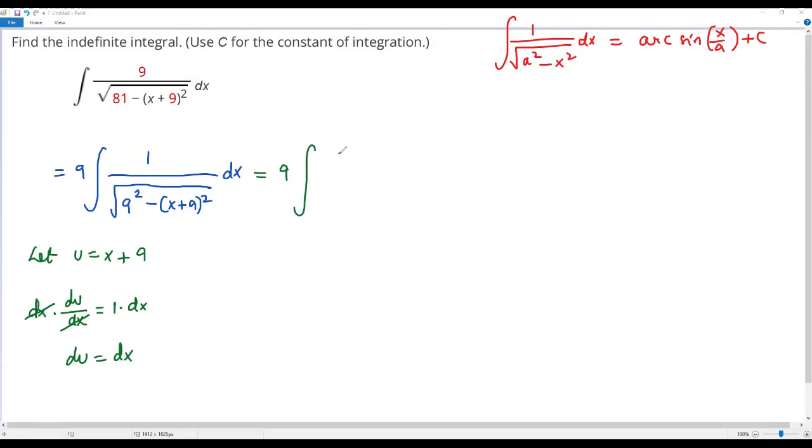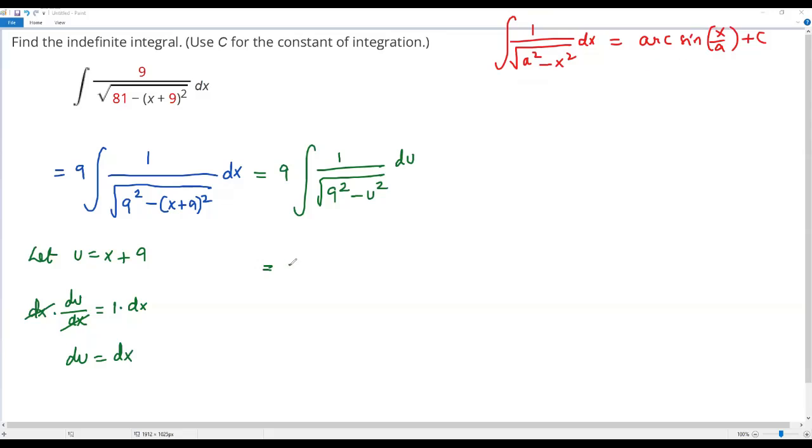9 times integral 1 over square root of 9 square negative, and for this x positive 9, I can substitute u. That's what I have done over here. So then I'm getting u square, and for dx I can substitute du. Now this integrand, that is 1 over square root of 9 square negative u square, is exactly in this form, that is 1 over square root of a square negative x square. So we can use the formula.